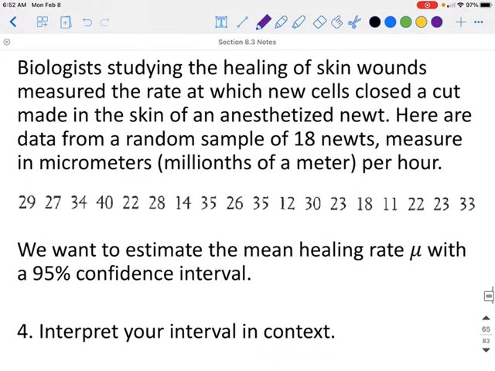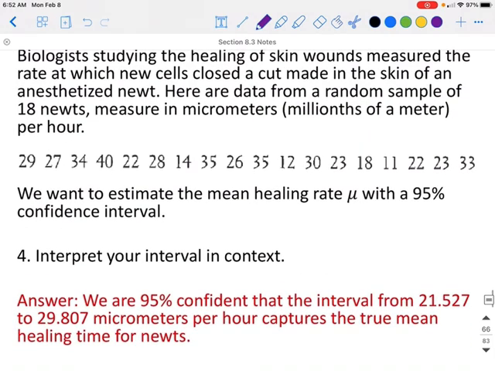So if we interpret this interval into context, we can say we are 95% confident that the interval from 21.527 to 29.807 micrometers per hour captures the true mean healing time for newts.